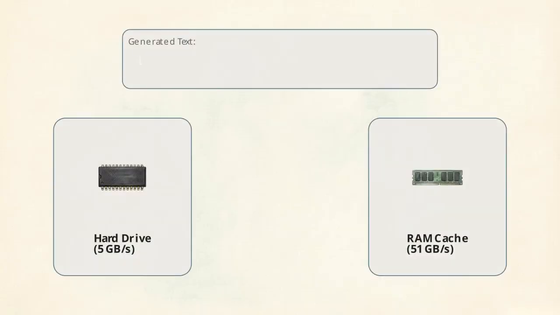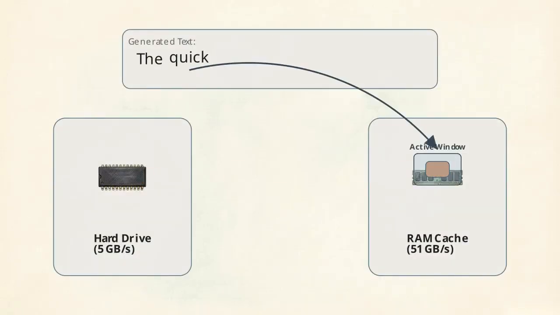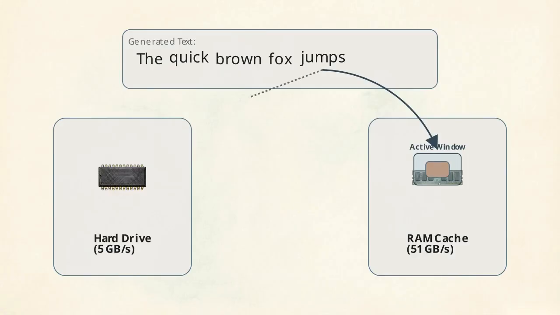Linguistic generation is repetitive. Consecutive words frequently activate the exact same neural pathways. Windowing caches recently activated experts directly in the RAM, eliminating redundant trips to the hard drive.